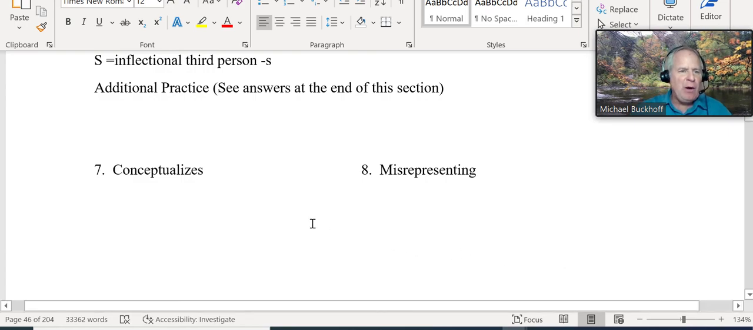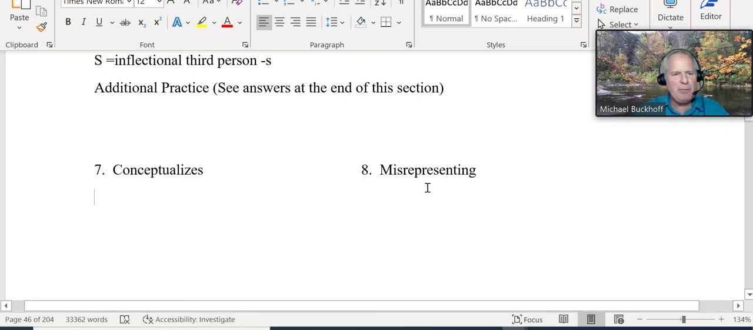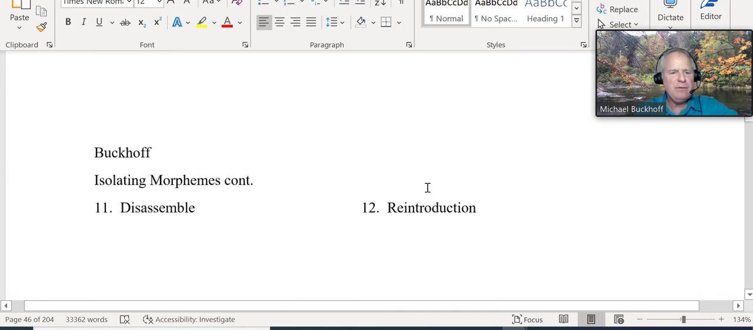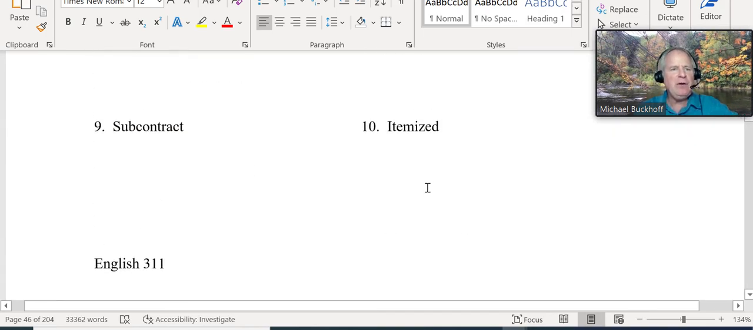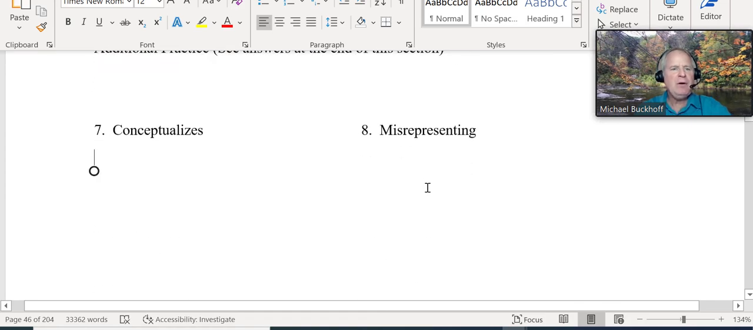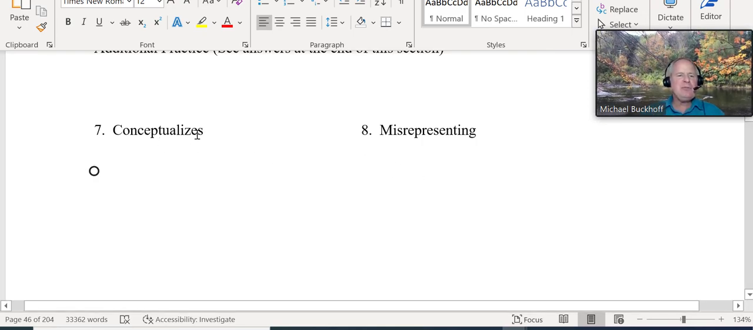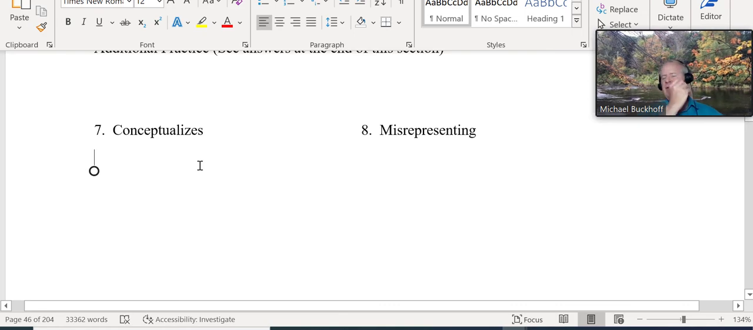Okay, so let's try conceptualizes, misrepresenting, subcontract, itemized. Okay, let's try these two for a minute. I'm going to have somebody share the screen. You guys mind doing that? I can let somebody share the screen and we'll see how you're doing. So conceptualizes, misrepresenting. Let's just work on both of these right now. Then we'll see if somebody wants to do it.